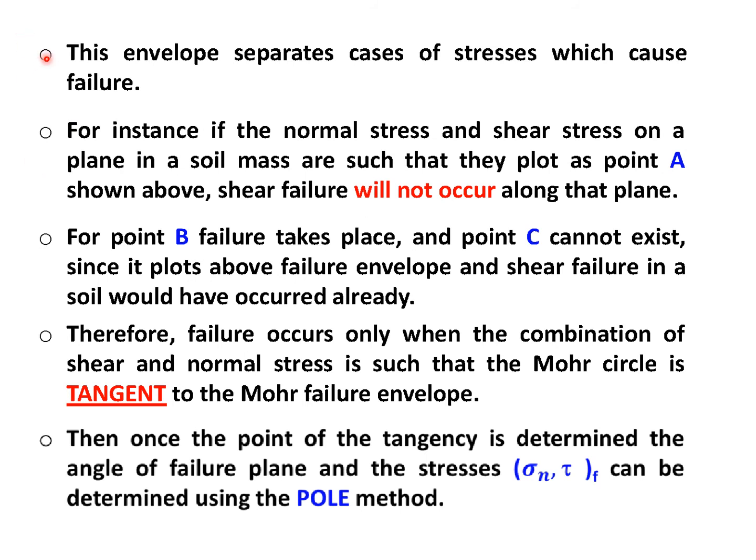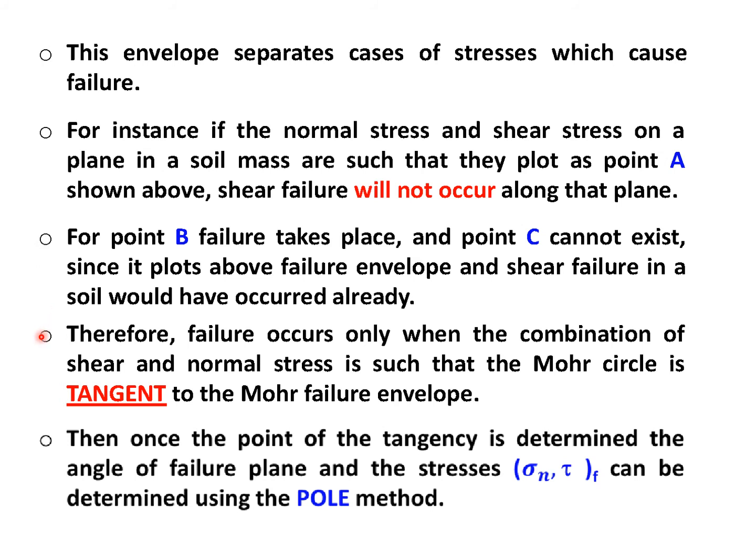So this envelope separates cases of stresses which cause failure. For instance, if the normal stress and shear stress on a plane in a soil mass are such that they plot as point A shown on the previous slide, shear failure will not occur along that plane. For point B, failure takes place, and point C cannot exist since it plots above the failure envelope, and shear failure in a soil would have occurred already.